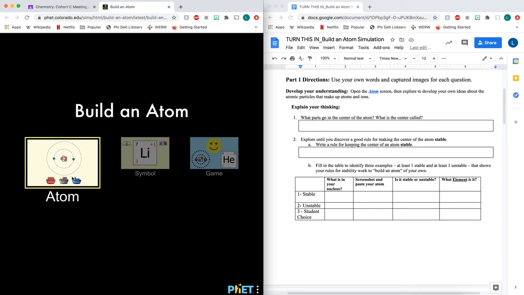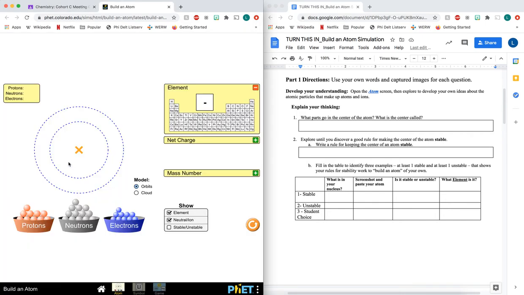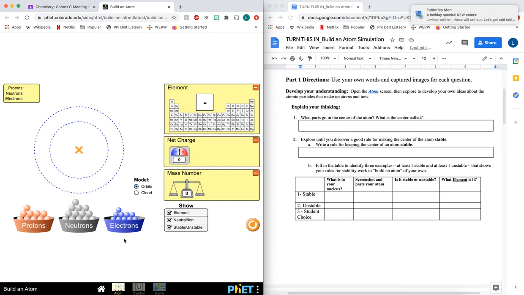So let's start with atom. Your simulation looks like this. It's got a whole bunch of things that it will tell you about an atom, and you need to check this box that says stable, unstable. Be careful, when you hit this reset button, it unchecks that, so you got to make sure that is checked. So you can take your bins here from your protons, neutrons, and electrons and construct atoms.